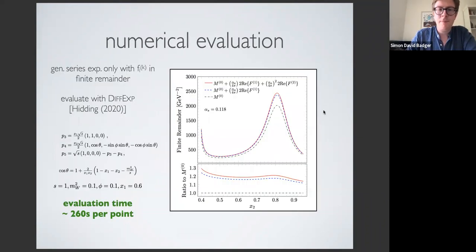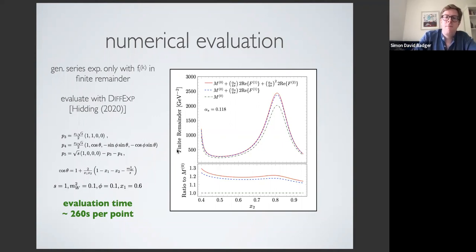Okay. So with that in mind, we were able to extract analytically the finite remainders, and it was the identification of a suitable basis of special functions that allowed us to do that, with exactly the same technology I described before. And we can evaluate this in the same way that the master integrals were shown before, here making use of Martin Hidding's DiffExp package.